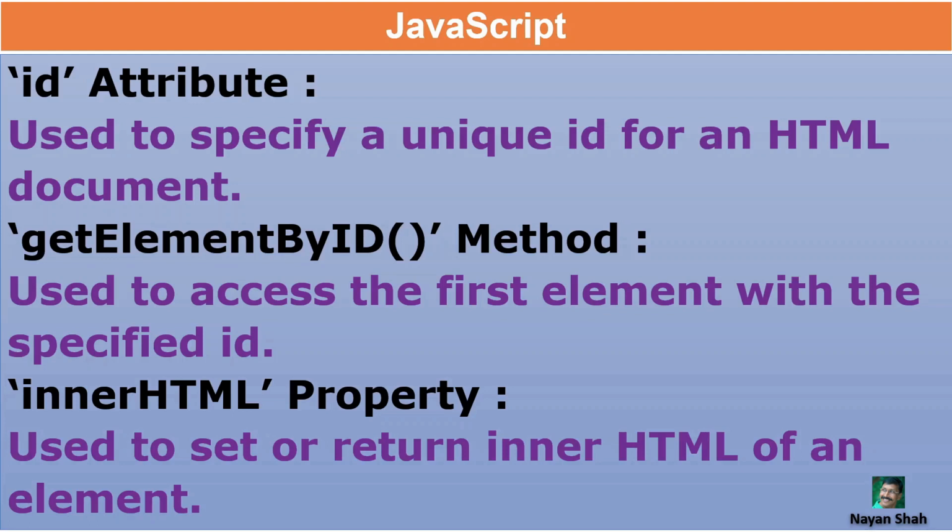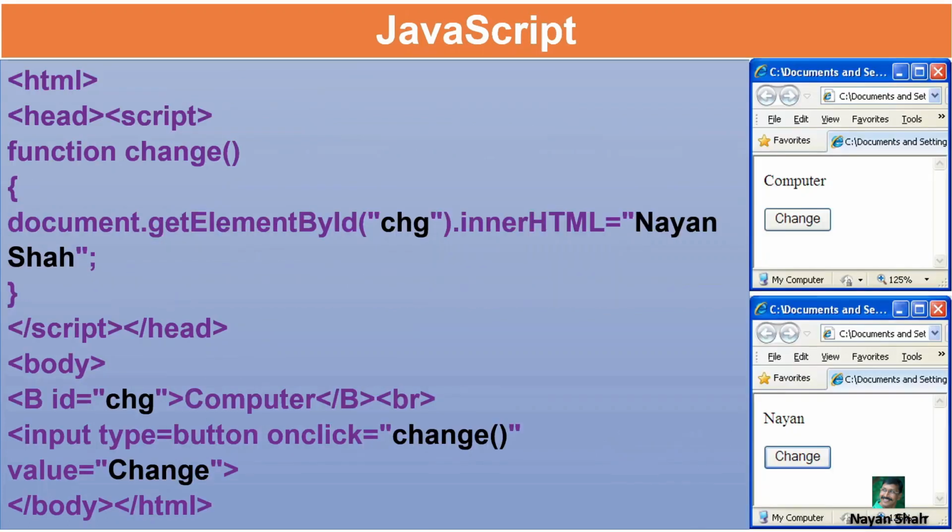Third thing is innerHTML. Again, observe over there, inner being the first word is in small letter. HTML, because it is a short form for hypertext markup language, so all four characters are in capital. So innerHTML is a property and it is used to set or return the inner HTML of an element. So it will either set or return the inner HTML. Now what is inner HTML? We will understand it with an example only.